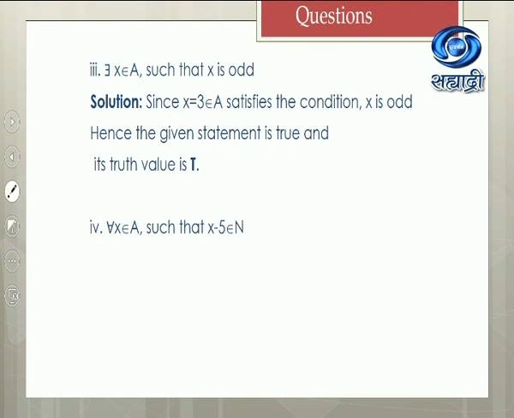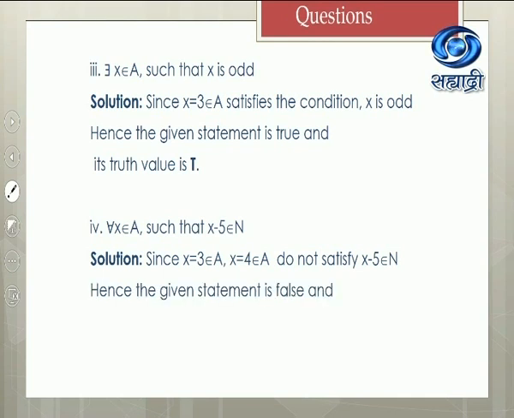For all x belonging to A such that x minus 5 belongs to N. Again, we are going to put each and every value. For 3, 3 minus 5 is minus 2, which does not belong to N. So for all is wrong. Since x equal to 3 and also x equal to 4 do not satisfy the given statement, the given statement is false and its truth value is F.